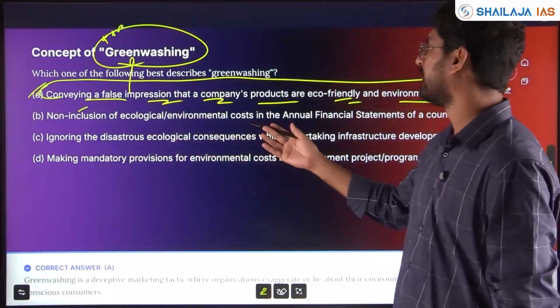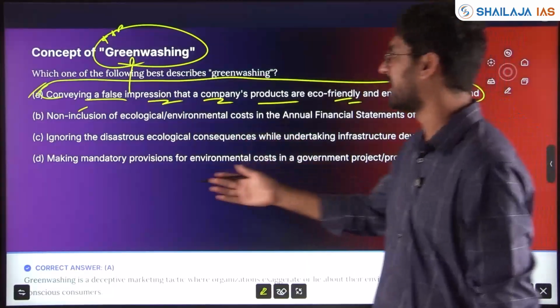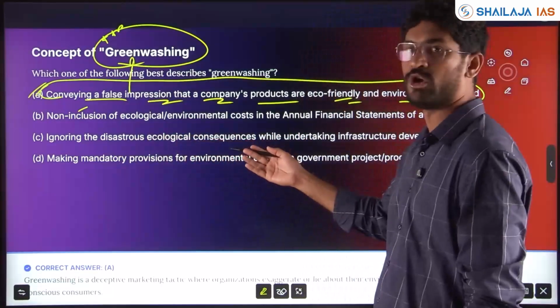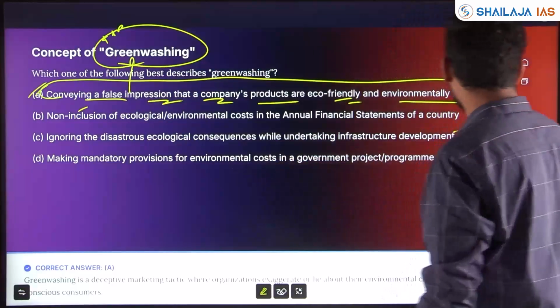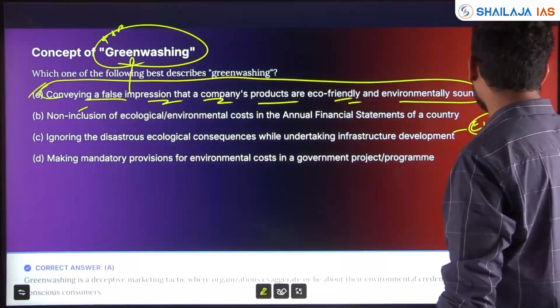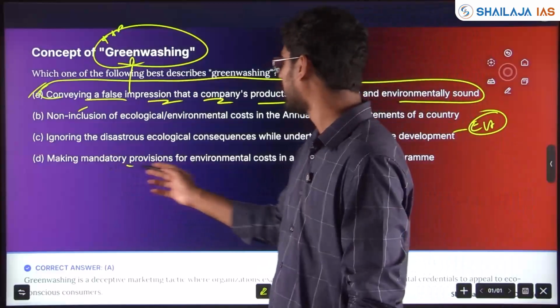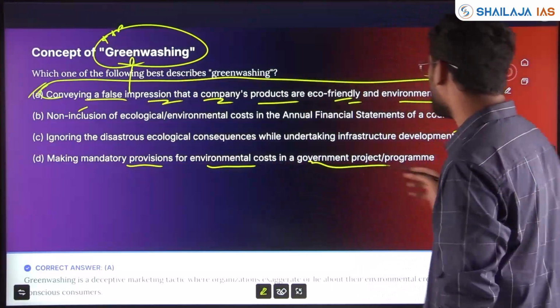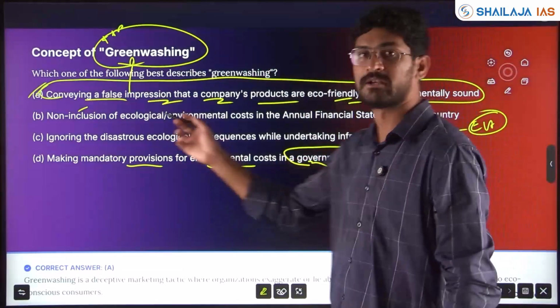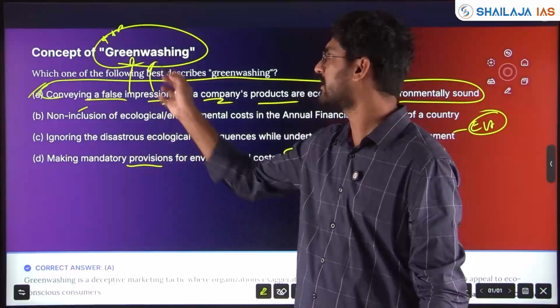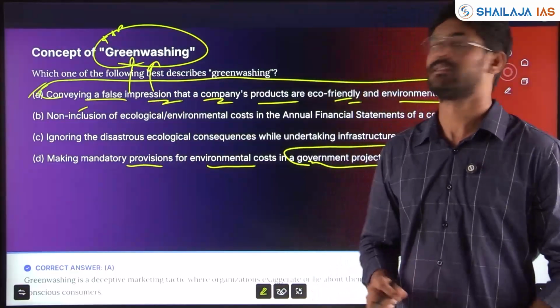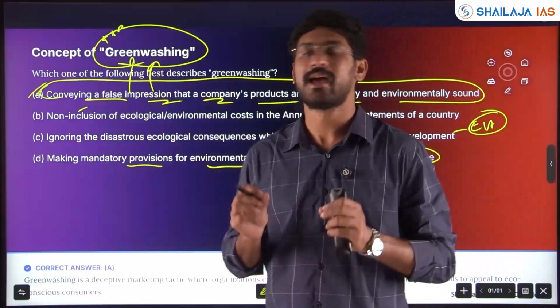Non-inclusion of ecological and environmental cost in budgeting. Ignoring the disastrous ecological consequences while undertaking infrastructure development. That will come under EIA, right? Environmental Impact Assessment. Making mandatory provisions for environmental cost in government project programs. Let me know all the terminologies with the other options. So here greenwashing is falsifying that your products are green when they are not.